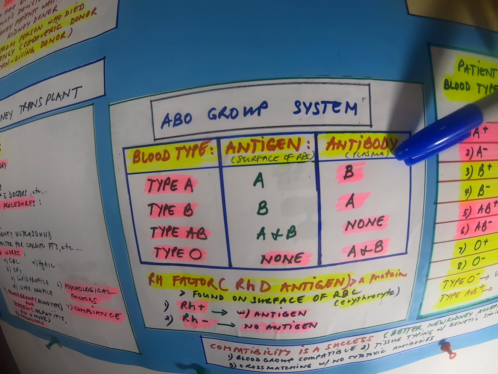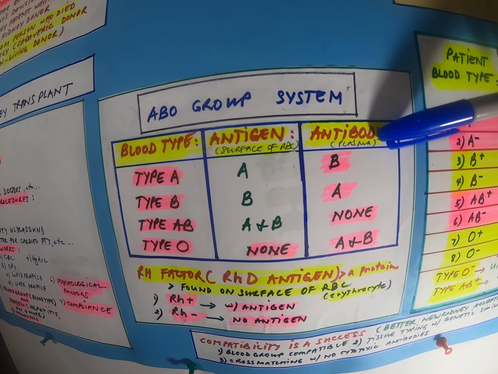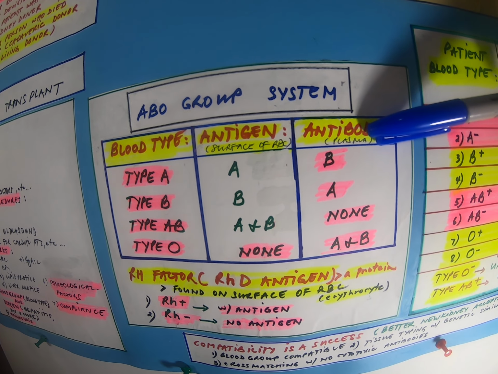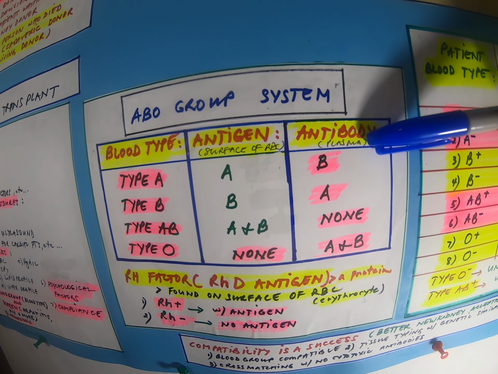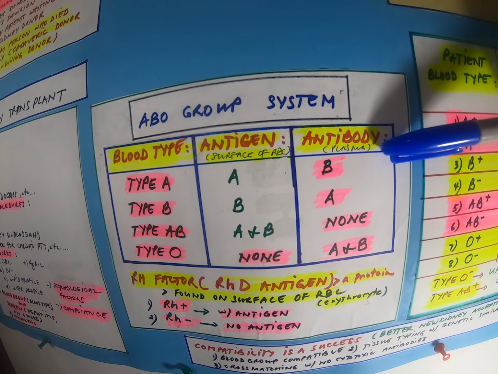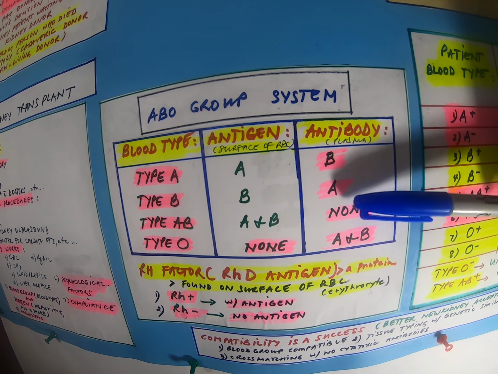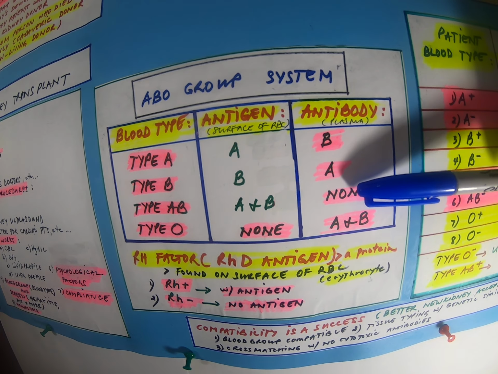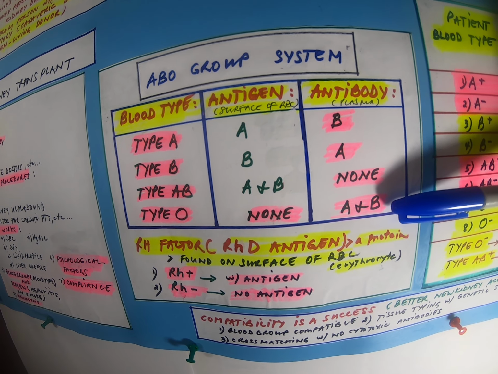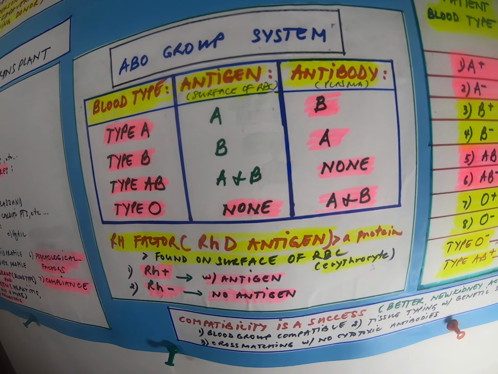Antibodies are actually like soldiers in the military. Any foreign body, they will deal with it. So the type A has B antibody. The type B has A antibody. The type AB has none. And the type O has A and B antibodies.